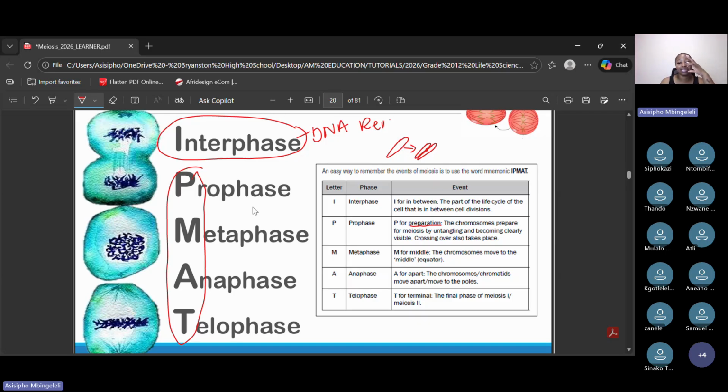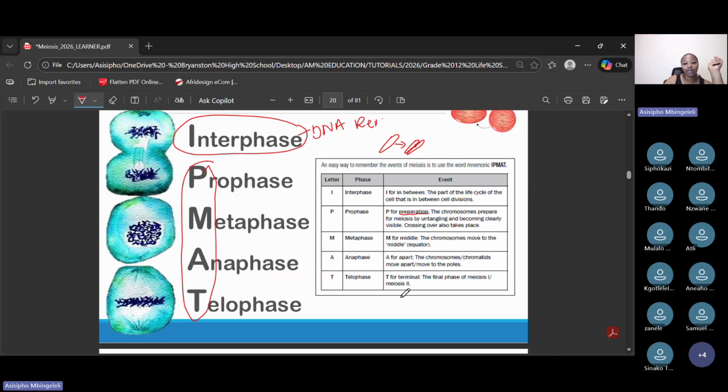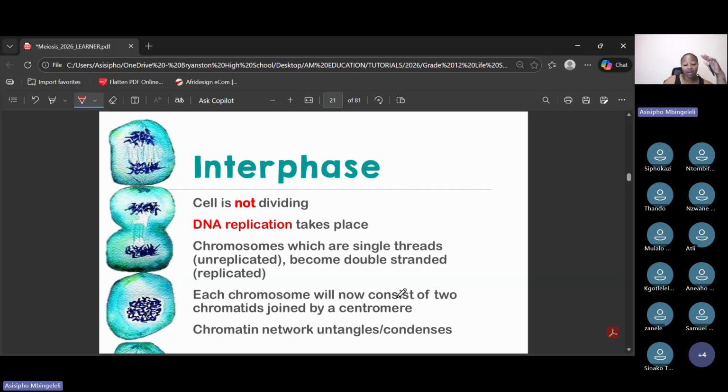T for terminal, that is the last or final phase of meiosis 1 and meiosis 2, if we are speaking about meiosis. But in just mitosis, we'll speak about just telophase. There is no 1 or 2. Now I'm going to read through this because we covered it.